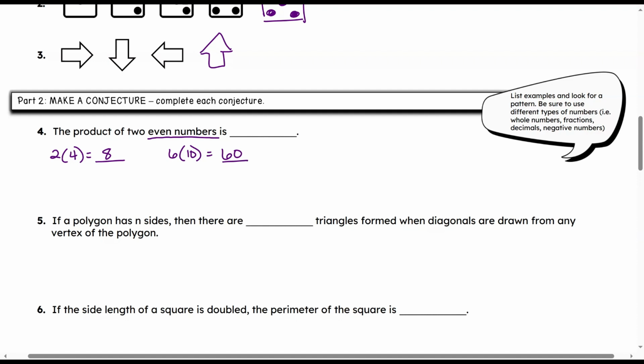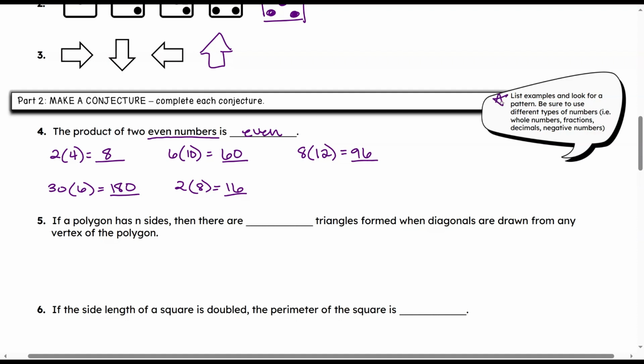Let's list another example. 8 and 12, those are even numbers, right? 8 times 12, what is 8 times 12? It's 96. Let's list another example. Maybe 30 and 6. 30 times 6 is 180. Let's list another example. 2 and 8. 2 times 8 is 16. So what do you notice about the product of two even numbers? They're all even. All of these numbers, 8, 60, 96, 180, and 16, those are all even numbers.